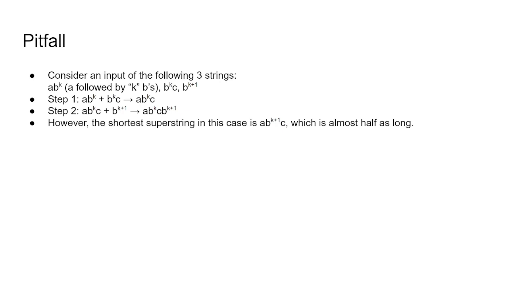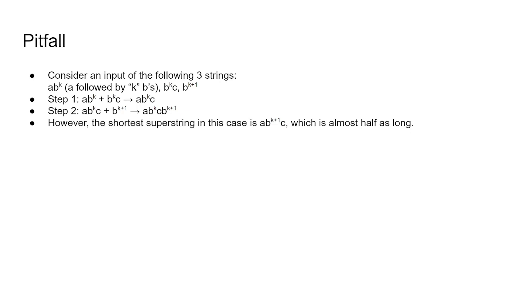If we overlap those, obviously there's no overlap, right? So the resulting string will simply be the concatenation of those, which is A followed by K Bs, and then C, and then K plus 1 Bs. Obviously this superstring fulfills the requirement in a way where it contains all three strings, right? So the length of the string is approximately 2k plus 3, right?